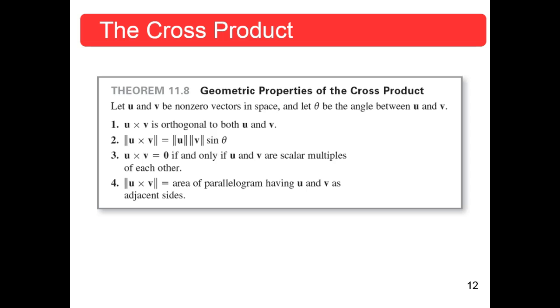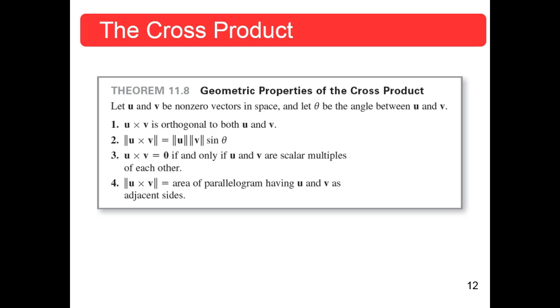Now, u cross v is always, and we already talked about that, orthogonal to both u and v. Close like this, wide like this, whatever, you always get a vector that's perpendicular to both. Now, here's another one. This is sort of interesting. The magnitude of u cross v is the magnitude of u times the magnitude of v times the sine of that angle in between them.